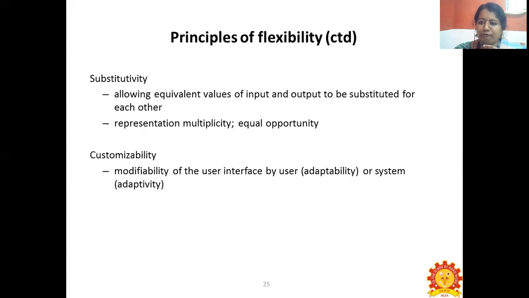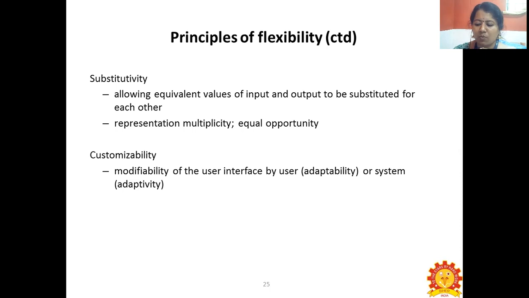The fourth principle of flexibility is the substitutability. So here we'll be allowing the equivalent values of input and output to be substituted for each other. The representation multiplicity or the equal opportunity. The last principle of flexibility is the customizability. So here we will be having the modifiability of the user interface by the users or the systems. By the user, this is the adaptability. By the system, which is the adaptivity. So these are the 5 principles which come under the flexibility.